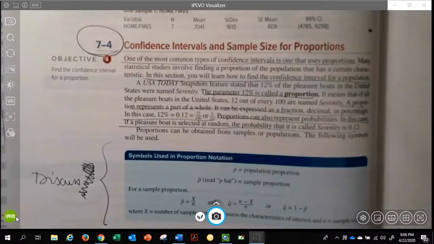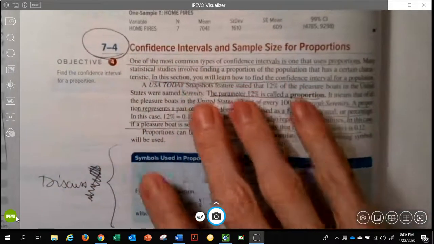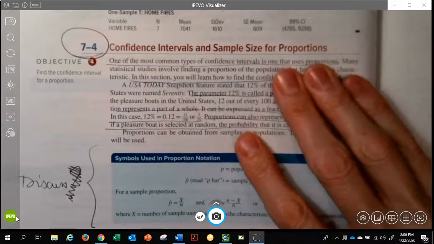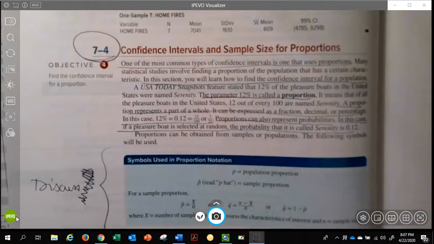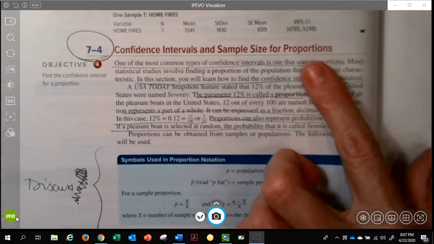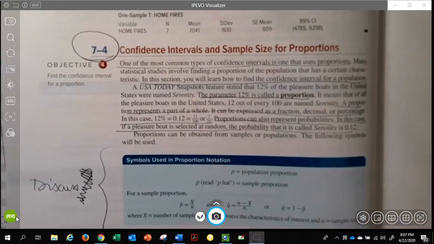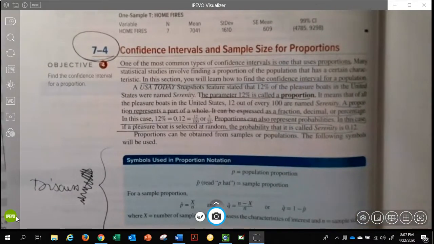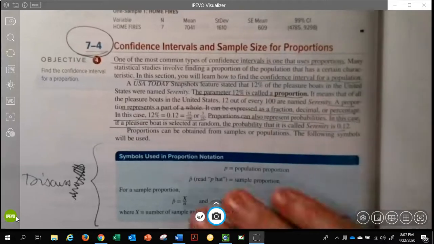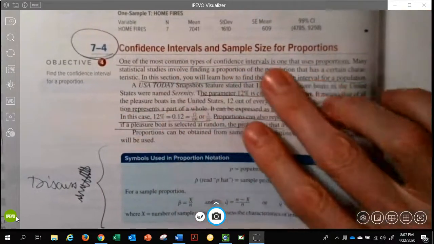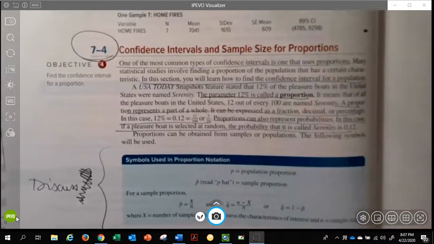So welcome back. We are now looking at section 7.4, and you notice this is confidence intervals and sample size for proportions. Back in 7.1 it said we could do confidence intervals for means, and we could also do confidence intervals for proportions. We just went through 7.2 and 7.3 finding confidence intervals for a mean when we had the population standard deviation and when we did not have the population standard deviation. So this is basically the same thing, except we're now going to do our calculations for proportions.